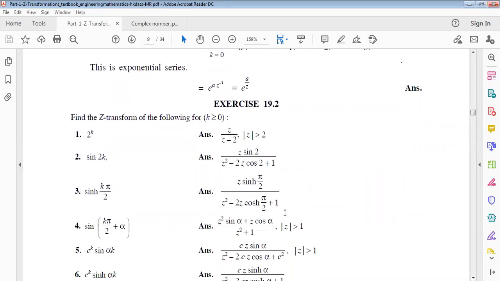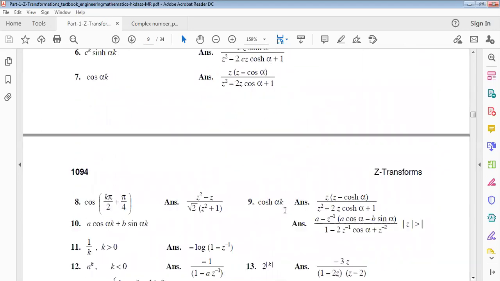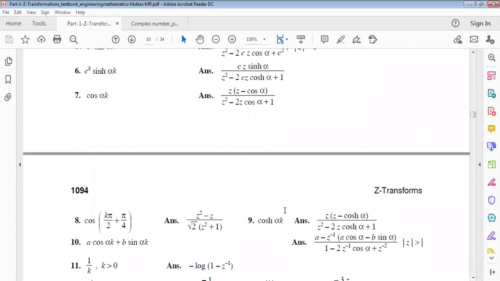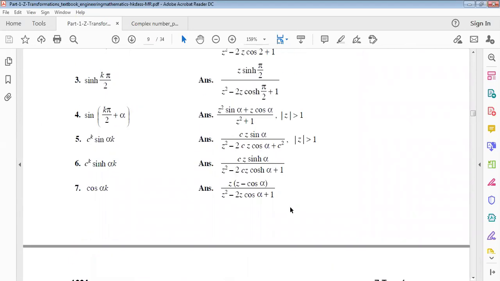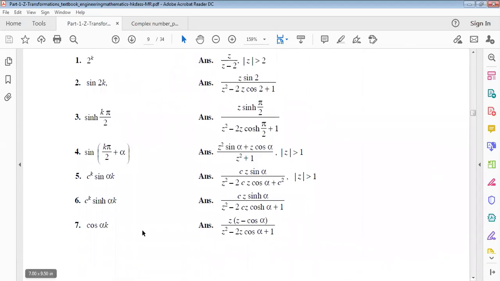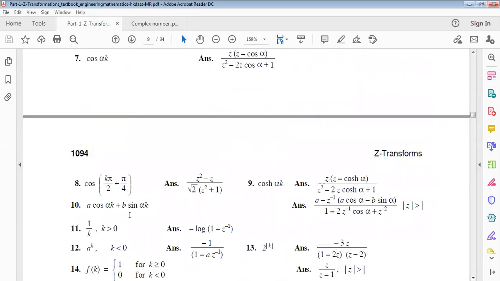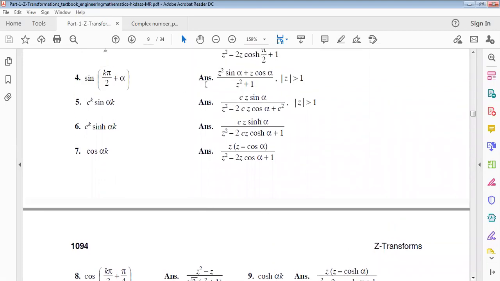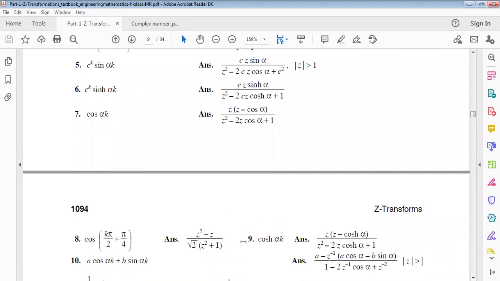Now in the exercise there are many problems for you. You will try it at home. Please note down 1 to 9. You will try 1 to 9 at home. In the test, questions will come from this 1 to 9, homework for you.